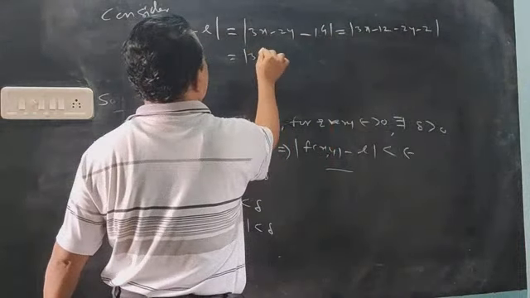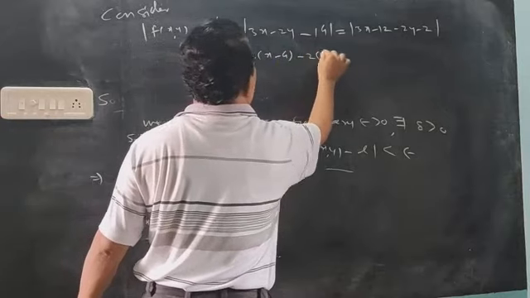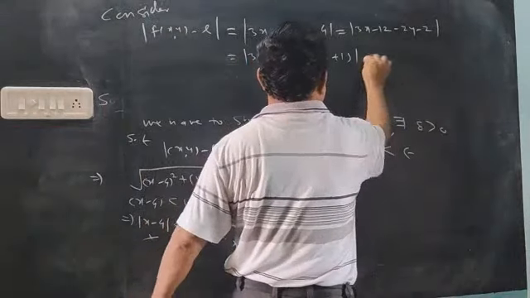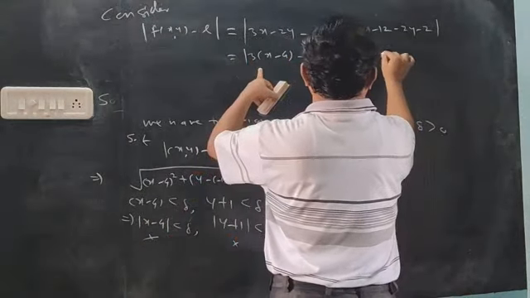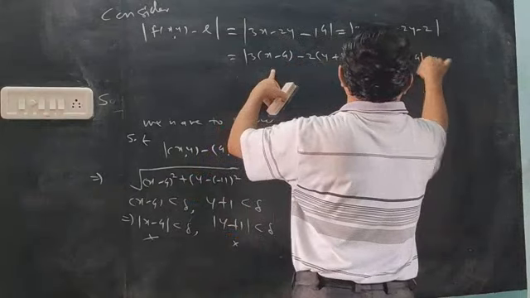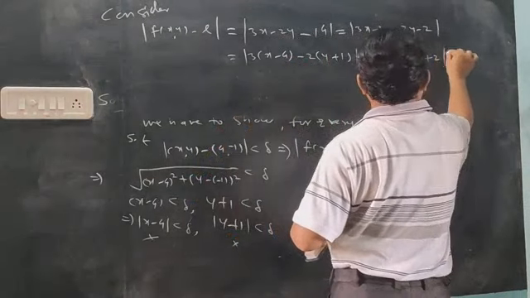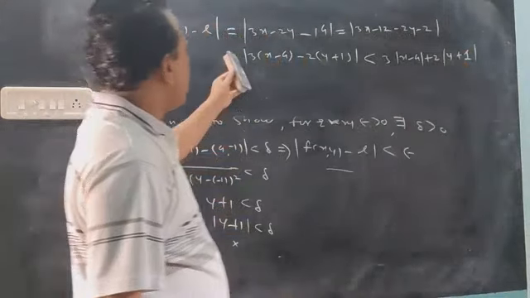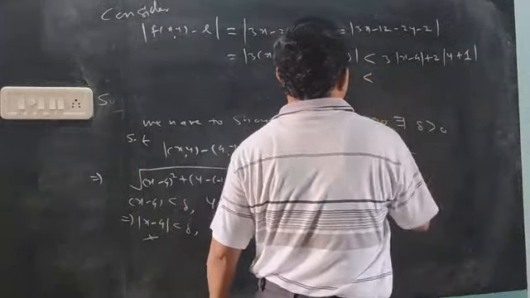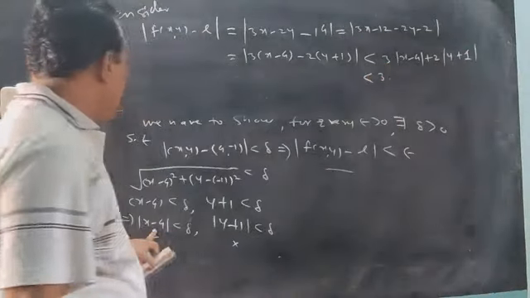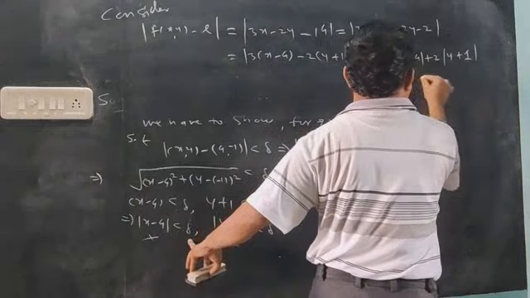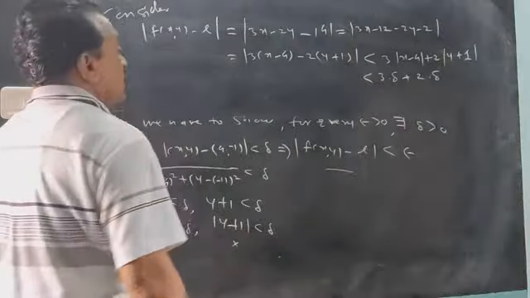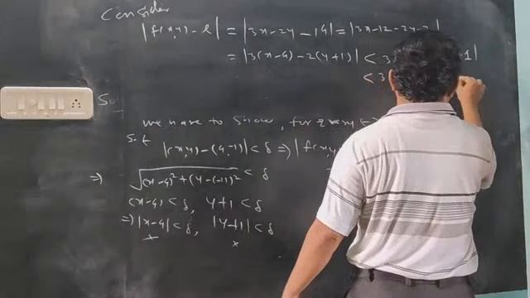So 3 will be common with x minus 4, minus 2 will be common with y plus 1. Now separate the less than. So 3 outside as a constant, mod of x minus 4, and minus 2 becomes plus 2, mod of y plus 1. Now what is known to us? 3 same, x minus 4 less than delta, and we know y plus 1 less than delta. Both the factors, so 3 delta plus 2 delta is 5 delta.